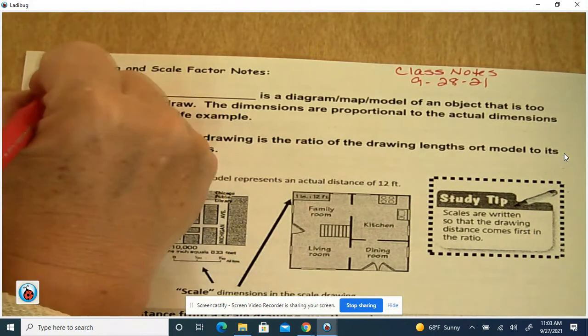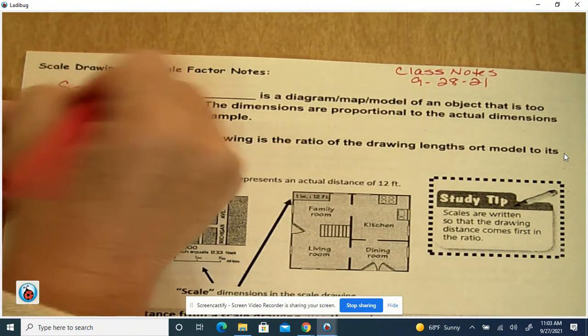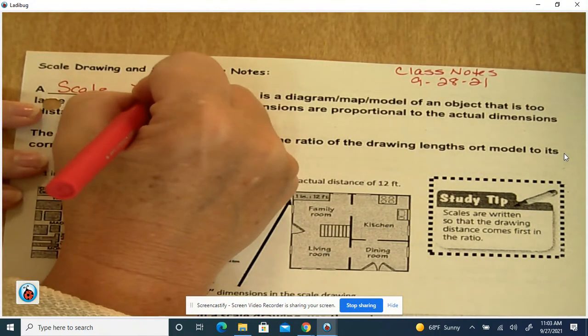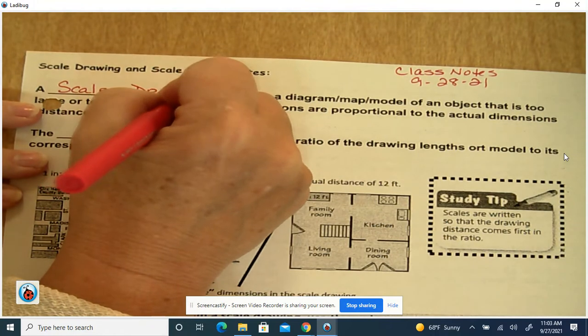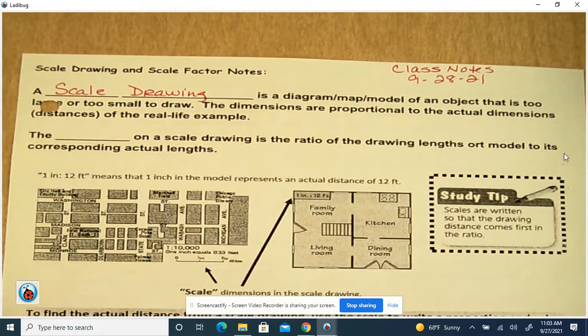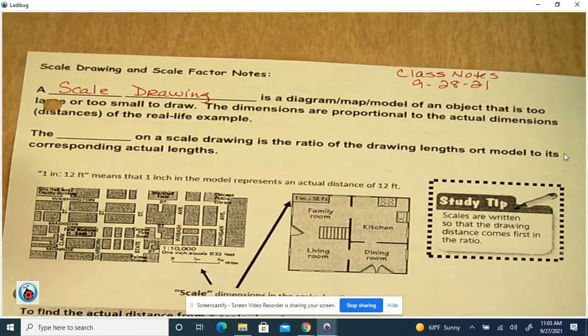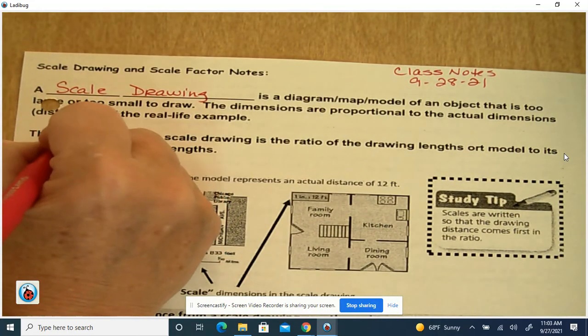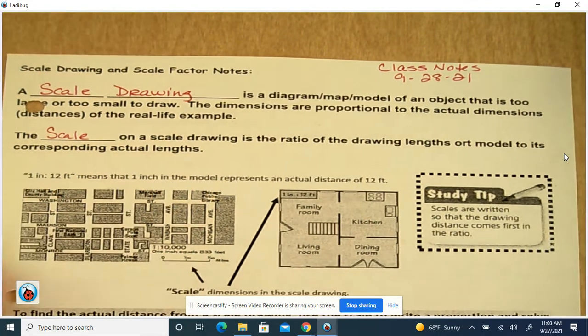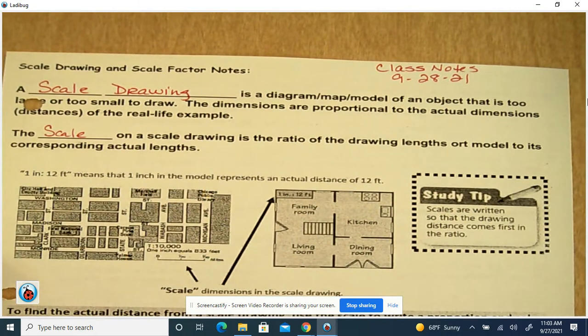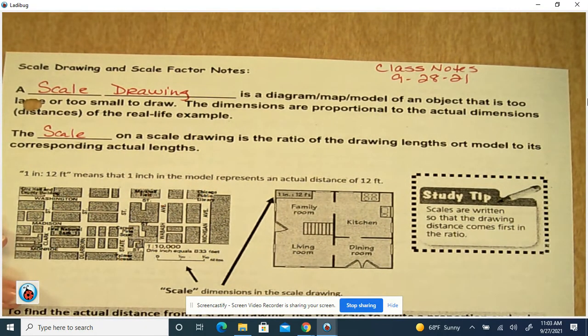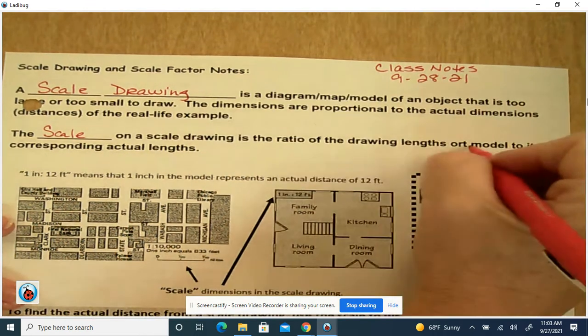A scale drawing is a diagram, map, or model of an object that is too large or too small to draw. The dimensions are proportional to the actual dimensions of the real life example. The scale on a scale drawing is the ratio of the drawing lengths or model to its corresponding actual lengths.